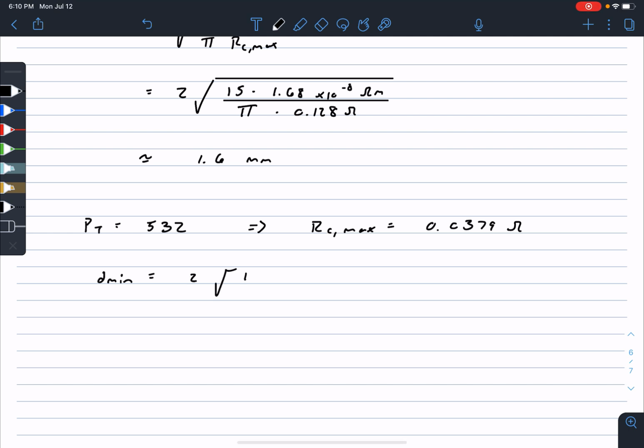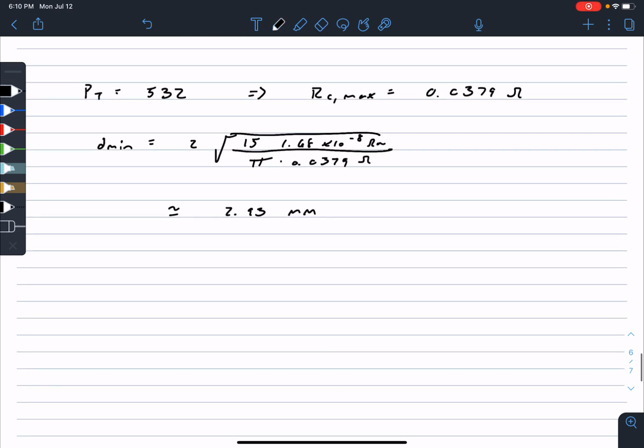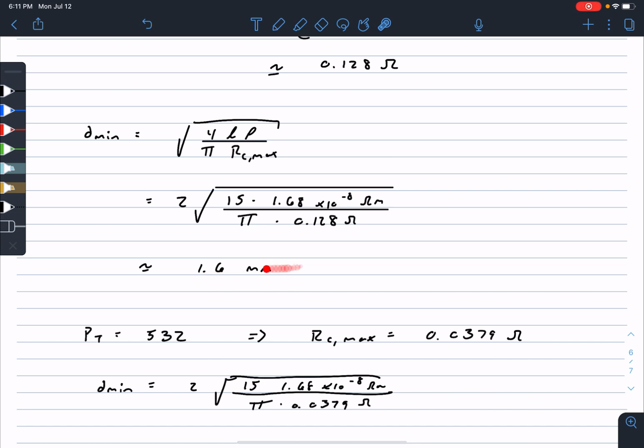We have 2 times the square root of 15 times 1.68 times 10 to the negative 8 ohm meters, all over pi times 0.0379 ohms. That gives me a value of 2.93 millimeters. That's the minimum that it could be in order to deliver the power that we need, which is 532 watts. That's a lot. I mean, that's actually really thick. Almost 3 millimeters is fairly thick compared to what we had before. If you only want 525 watts, then you only need this size.